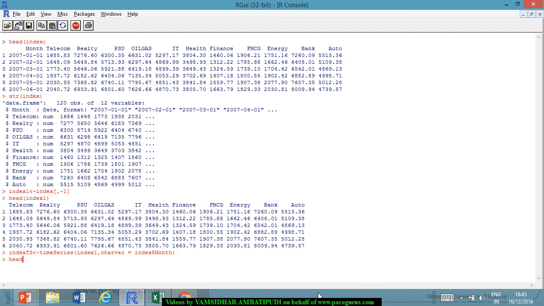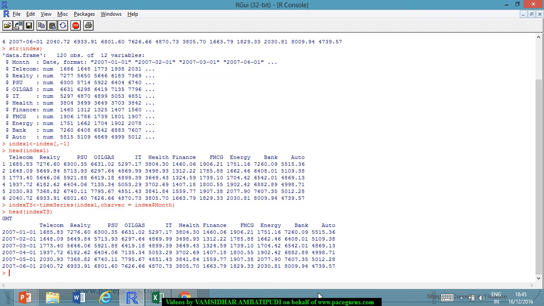Now if I'm looking at index TS, it should give me the same thing which we had earlier, but this would be much better. Earlier we created it along with the month, and after that we removed that column. But let me try this way. When I'm creating the time series itself, I'm creating it without the month column, and then character vector wise I'm giving the column that is containing the dates, right? So let's try from here.